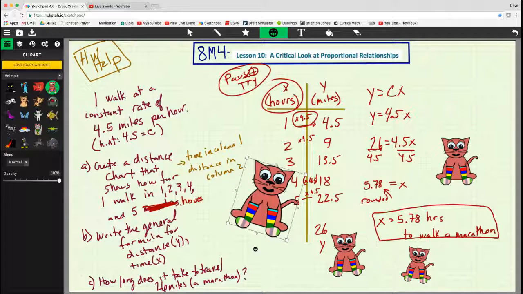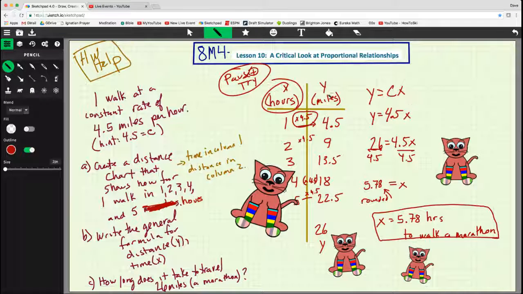Okay, hopefully this was a useful lesson. Remember, these proportional relationships are ones where we start at 0. So if we go 0 hours, we would go 0 miles. There are going to be these other kinds of linear equations that aren't proportional as we move forward. So got to keep that in mind. But again, proportional relationships, the whole key, y equals c times x. Find that c, build a formula, and you can answer any question about that relationship.